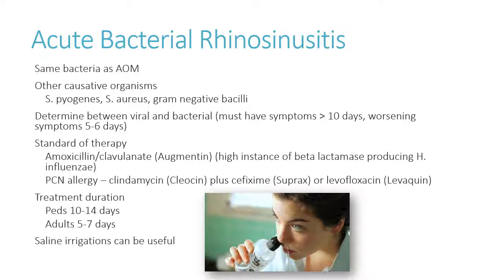You typically see the same bacteria as acute otitis media. Those are still the 3 most common ones: strep pneumo, H flu, and Moraxella catarrhalis. However, you tend to have a little bit wider spectrum of bacteria that could also be causative here. So you see things like strep pyogenes, Staph aureus, some gram-negative bacilli potentially, and so that can augment how you're going to be treating this to some degree. We're going to see a little bit of a change here.